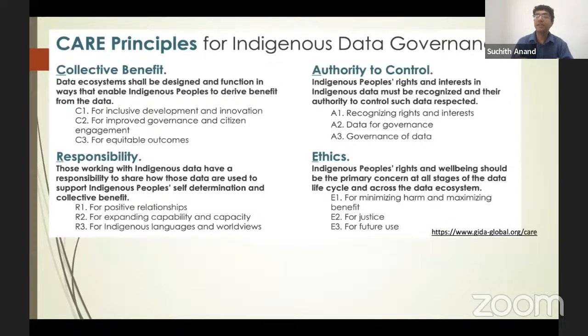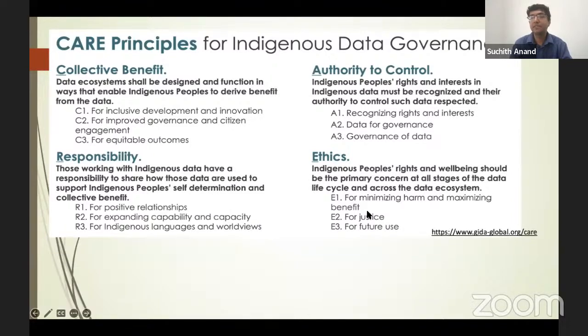For example, if you are working in agriculture or even climate change, with indigenous communities and collecting indigenous data, it is so important that you are aware of these indigenous CARE principles. A stands for authority to control, and it is about indigenous people's rights and interests in indigenous data, which must be recognized, and their authority to control such data respected. So it's recognizing rights and interests, data for governance, and governance of data.